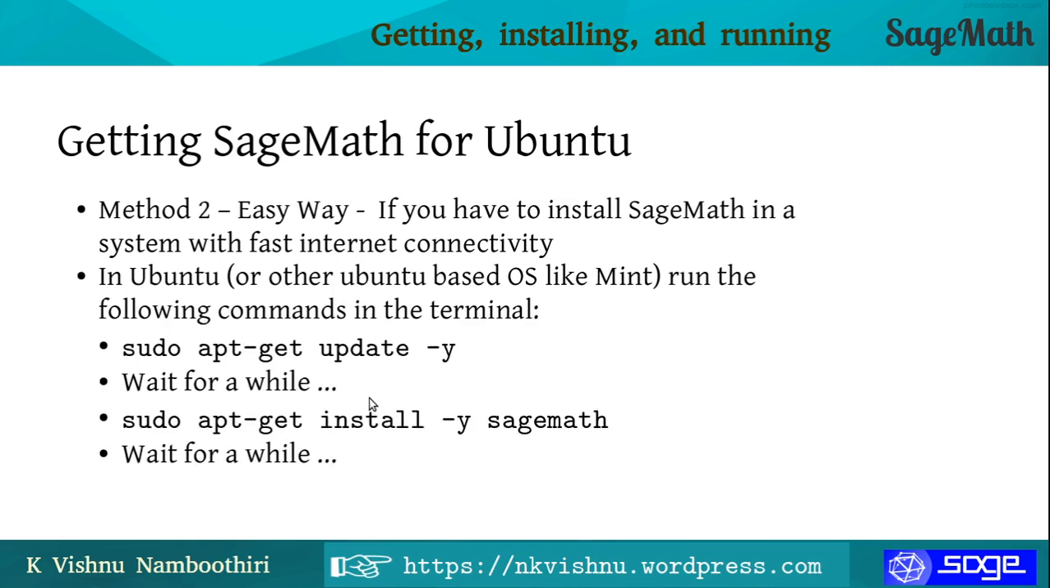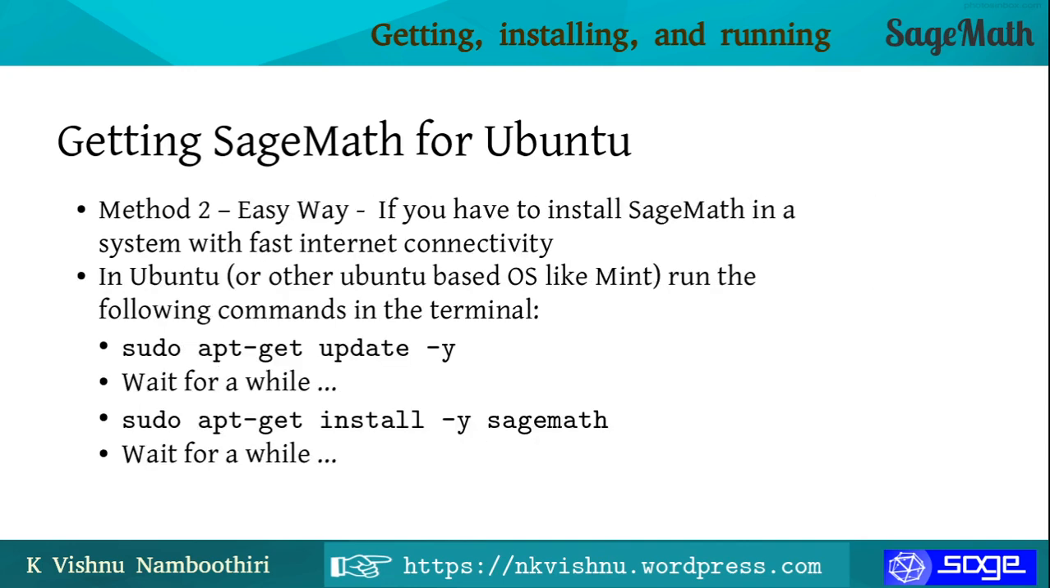Now the second method, this is not the easiest, but this is equally easy. You still need an internet connected system with fast internet connectivity, and then we need to run a few commands in the terminal. These are the commands: sudo apt-get update -y. This is the equivalent of running the software updater. You may have to wait for a while, and then you have to issue the command sudo apt-get install -y sagemath, and then you need to again wait for a while, and these two steps will completely install SageMath.